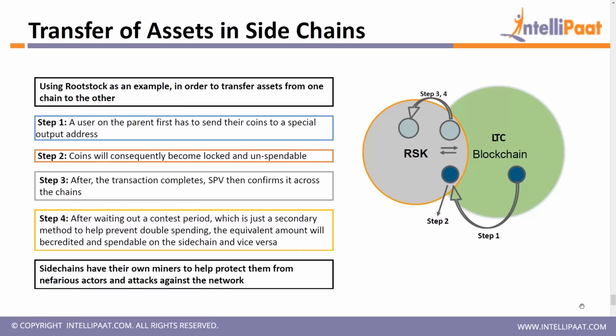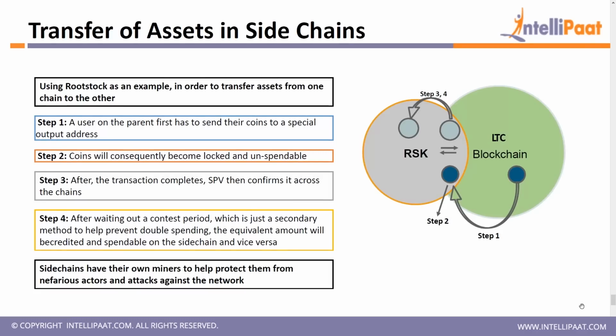Then the next step is, after the transaction completes, the SPV confirms it across the chains. So what happens is, when the transaction is completed, the blockchain node is freed up for that amount and it starts reflecting in the network as its main available balance. So this is all happening by using the coins available in the main blockchain, and that was used for the transaction inside the other sidechain network. After waiting out a contest period, which is just a secondary method to help prevent double spending, the equivalent amount will be credited and spendable on the sidechain, and vice versa once the transaction is completed. So when SPV confirms, where SPV stands for simple payment verification across the chains, the transaction is considered complete and the amount is returned back and starts showing in the node's wallet.